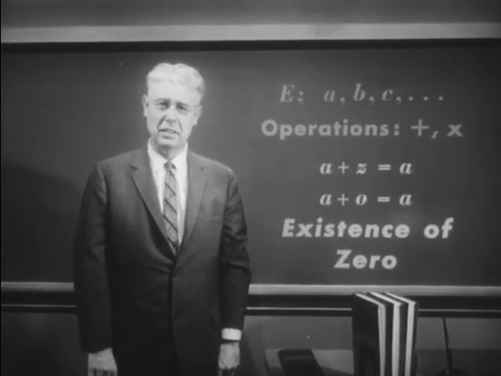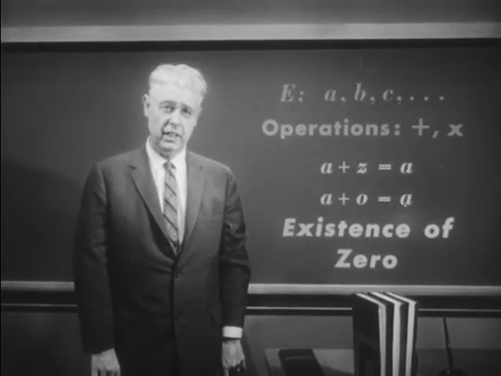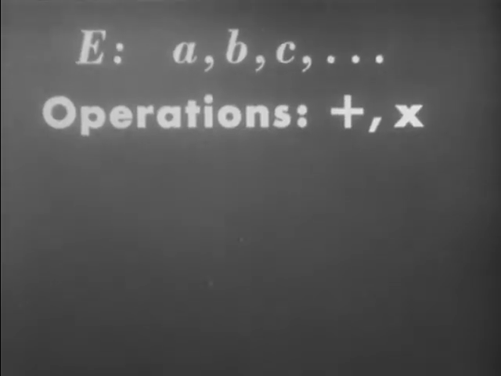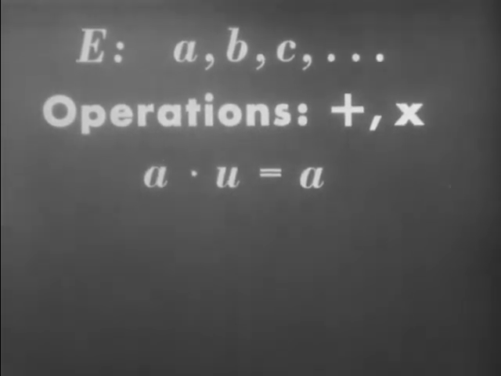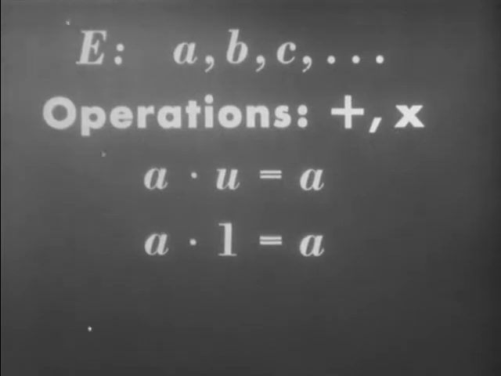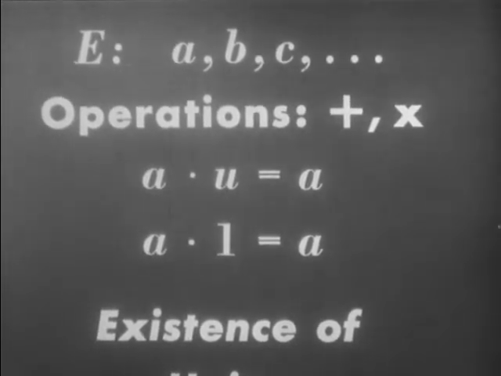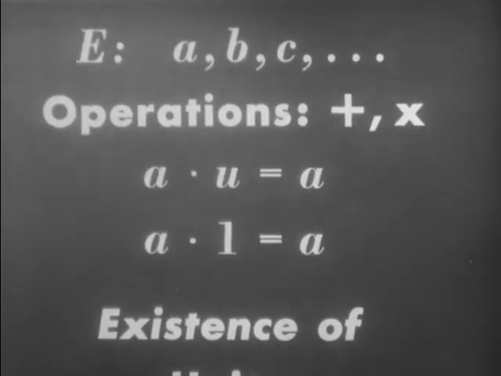There are number systems, not fields of course, that do not possess a 0 element. Next, there must be a single element u that when used to multiply any other element leaves that element unaltered. We call this 1, and this property is known as the existence of unity. Hard as it may be to imagine, there are number systems that do not possess a unit element.